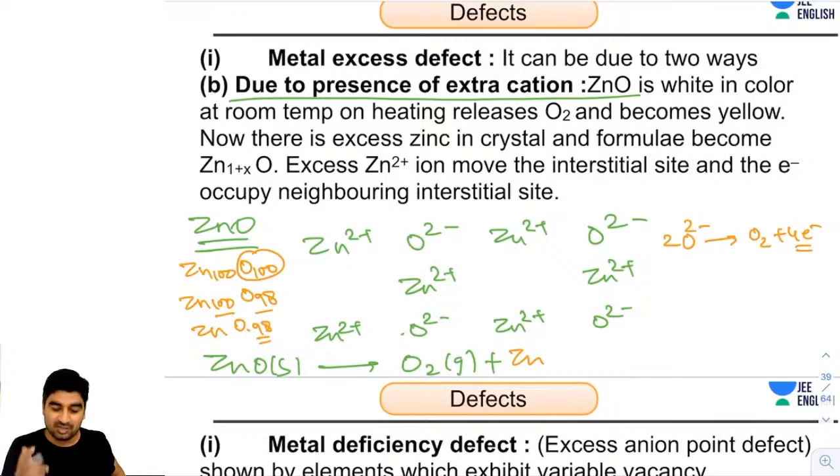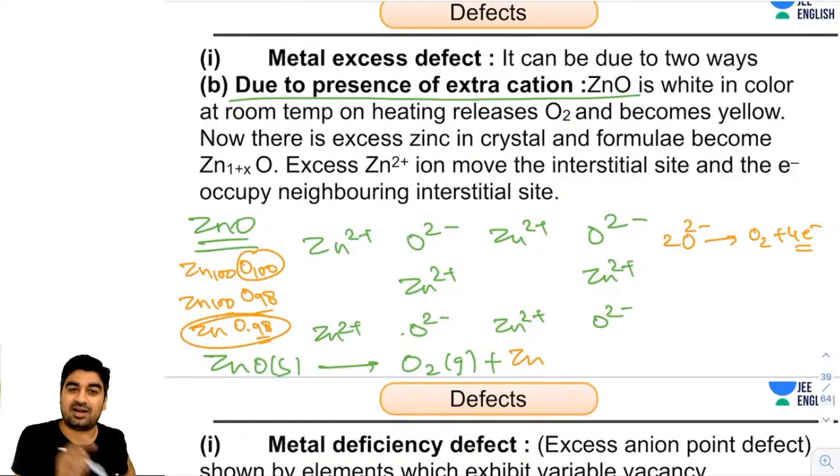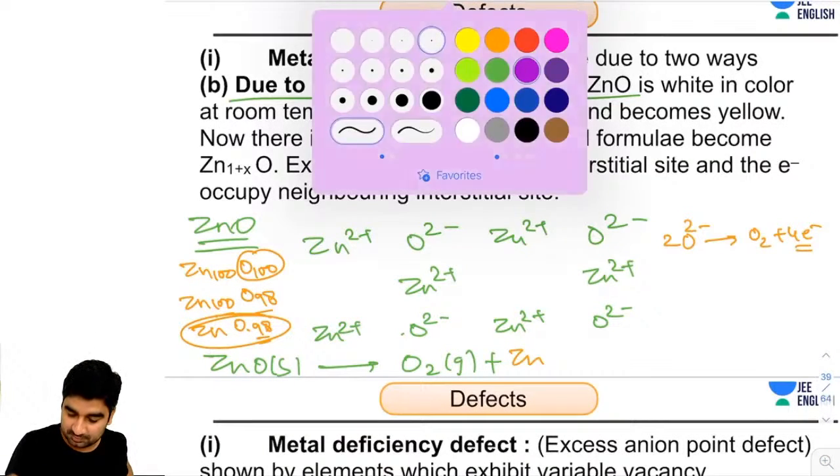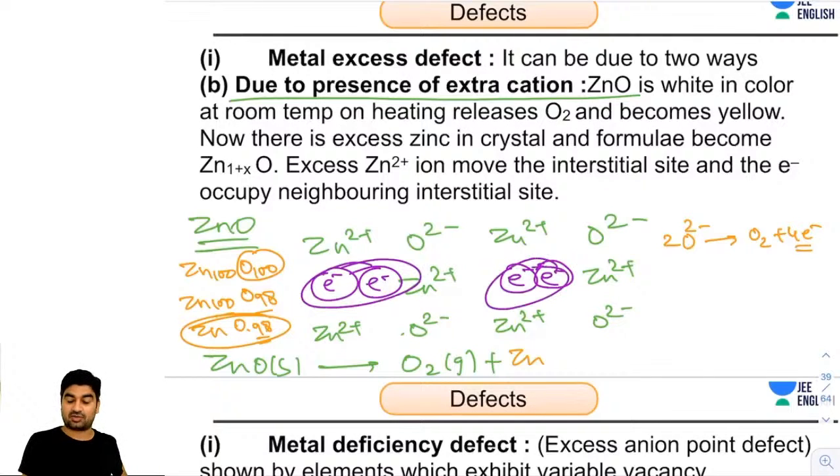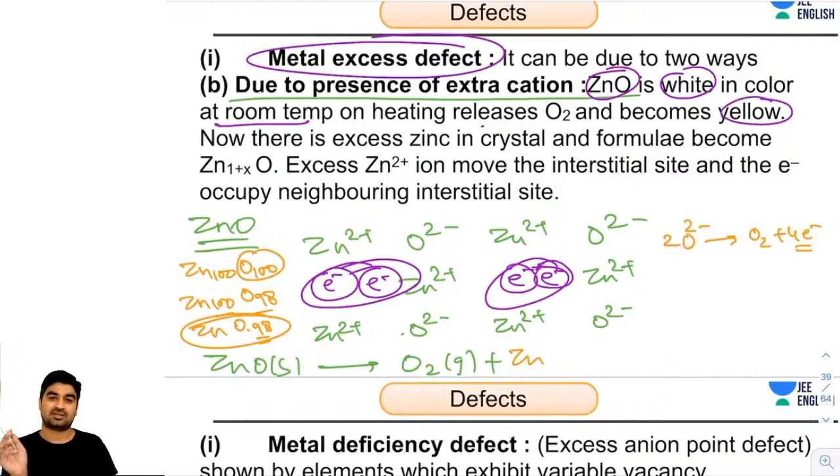If you divide it by 100, it is a non-stoichiometric compound, but again the net charge should be balanced, or your salt should be electrically neutral. So electrons will be there, and again due to these electrons it will change its color. ZnO is white in color at room temperature, but on heating it becomes yellow. So again, due to metal excess defect. Note it down, guys.